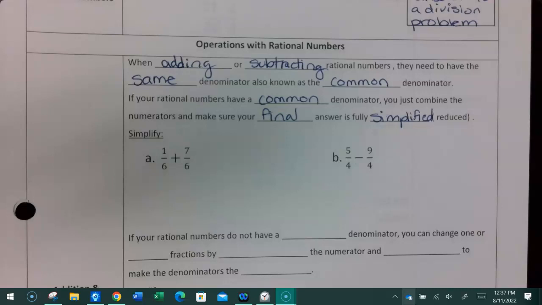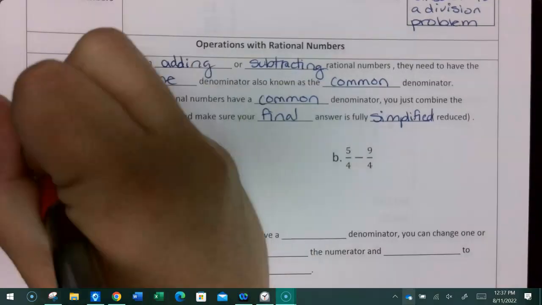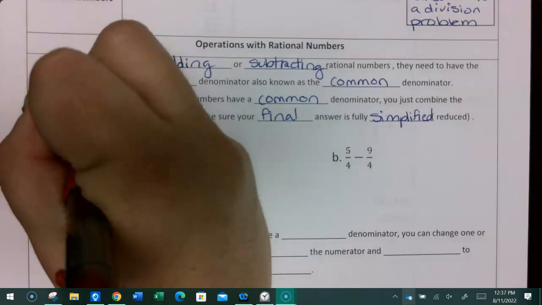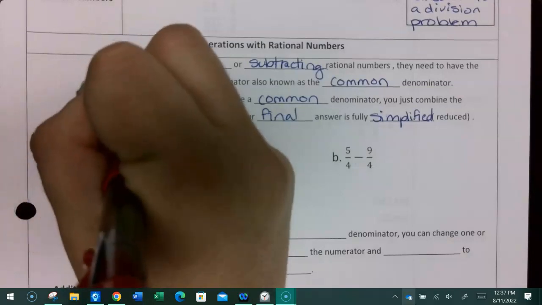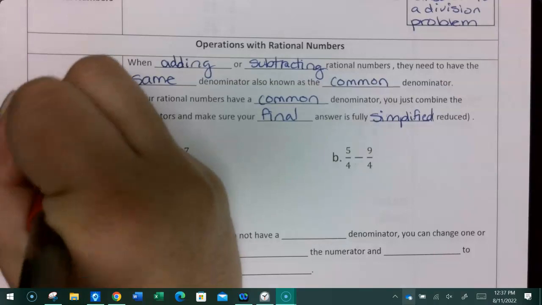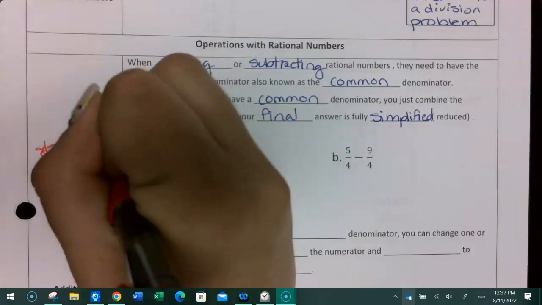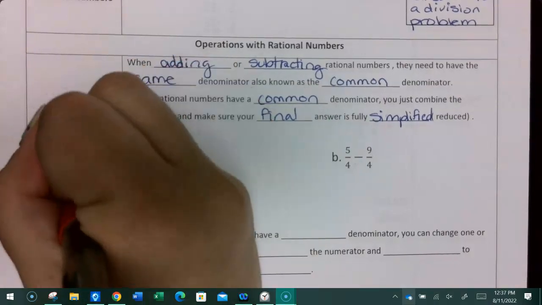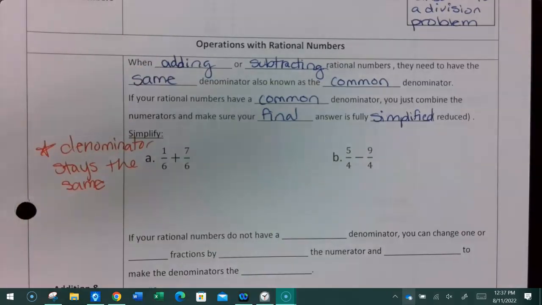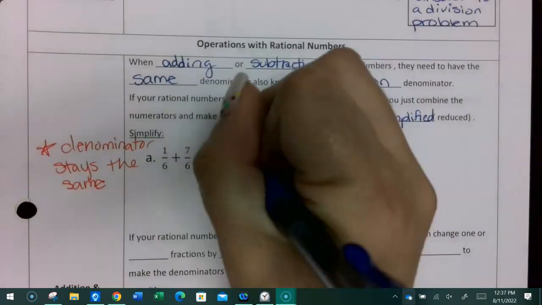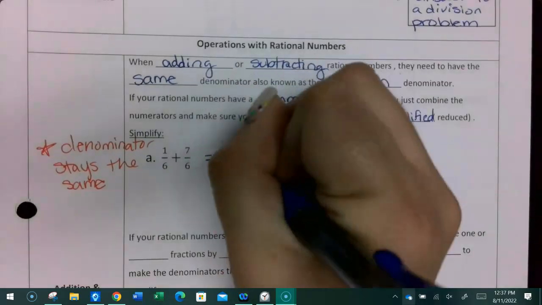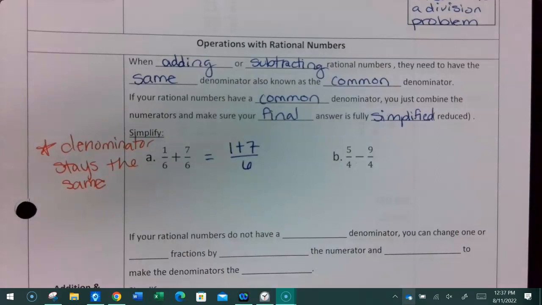Okay, so on A, I'm adding 1/6 to 7/6. These ones have the same denominator. So when I write my final answer, my denominator is going to stay the same. Okay, so I am going to just add my top numbers. I'm going to do 1 plus 7. And my bottom number is going to stay 6.